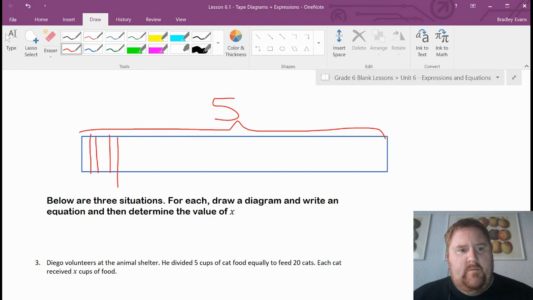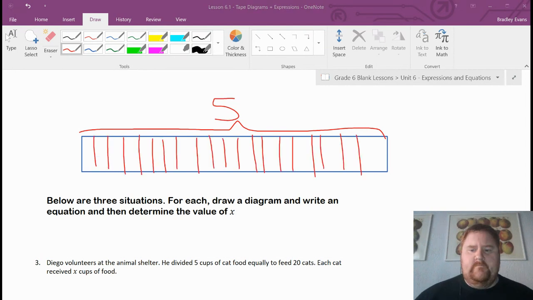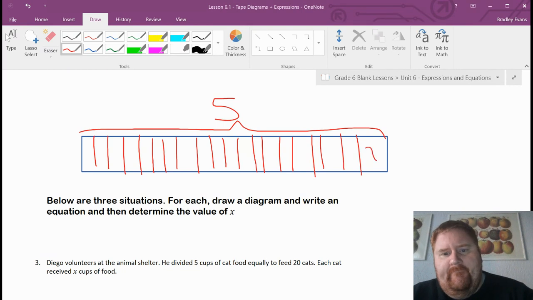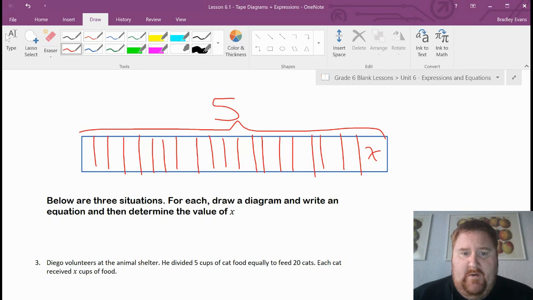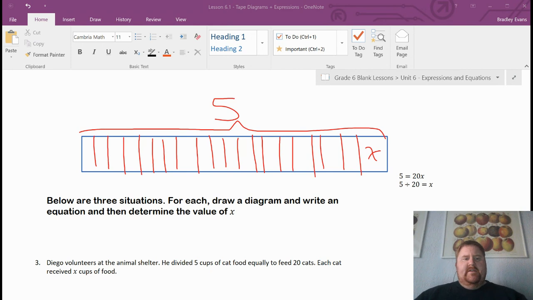So I'm going to pause here while I do my 20 here. Okay, so you can see that I've got 20 different parts to my tape diagram, and each one of those is a cat. Each cat receives X amount of food. So now our next job is to write the equation that's represented by this tape diagram. For this tape diagram, I see two really simple equations here. 5 is equal to 20x. Remember, that means 20 times x. Or 5 divided amongst 20 will equal x.